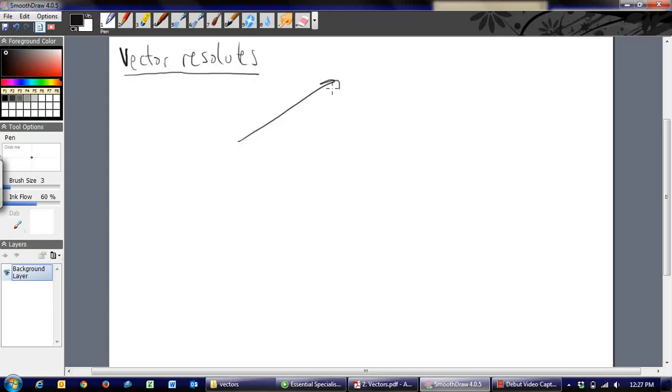Let's say we've got vector A like that. What did we do? To resolve vector A, we wanted to change it into rectangular components, in other words, perpendicular components. We changed it into a horizontal component here, let's call it A horizontal, and then a vertical component here. So we broke A up into two pieces, a horizontal component and a vertical component.